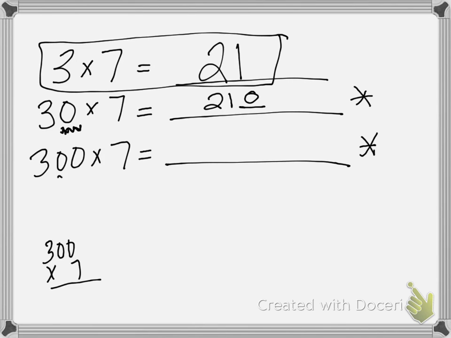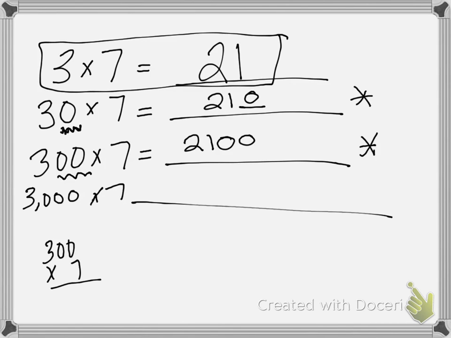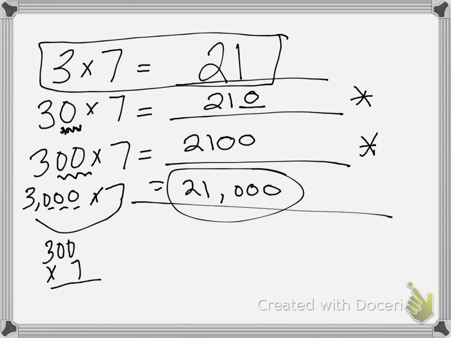Then we have 300, which has 2 zeros, times 7. That's telling me to write my answer of 21 plus my 2 zeros. So it's just kind of like a pattern. So now if I have 3,000 times 7, I won't even have to write it out. I know that 7 times 3 is 21, and then I add the 3 zeros behind. So I have 21,000. That is how you can do mental math to multiply and do it very quickly.